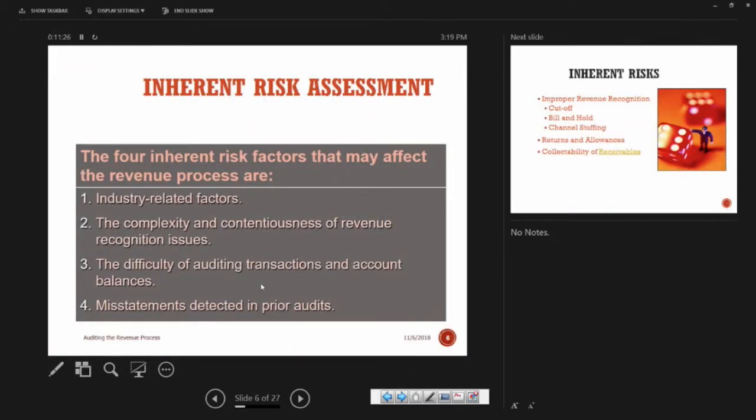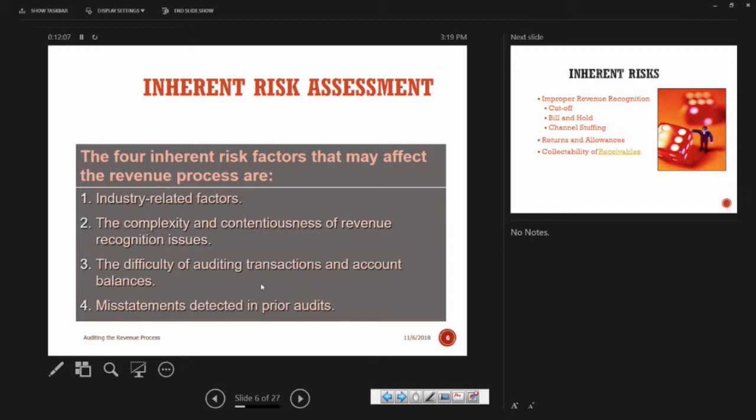So some of the inherent risk factors that you're going to consider, industry factors, right? Remember, these are things that the auditor would have assessed or evaluated when they were going through the planning process, right? Understanding the client, understanding the entity, the environment that they're in. So you want to look at what kind of industry-related factors could increase inherent risk in the revenue cycle for a client, right, for that process. So let's say, for example, they're in a highly competitive industry. Right? That's going to impact revenue.